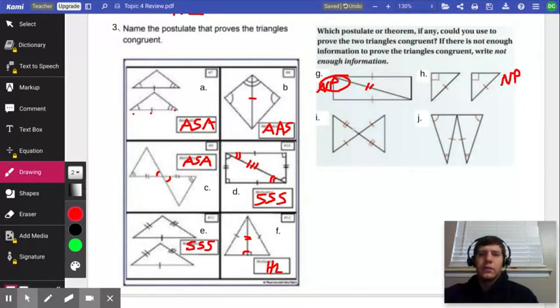I, we have vertical angles. Okay, so we can add the vertical angles in. We know vertical angles are always congruent. And then we have side, angle, side. Side, angle, side. Okay, and then this one here, we have angle, angle, side. 2 pair of angles, 1 pair of sides. The sides are not included. They're not between the 2 angles. So it's angle, angle, side.